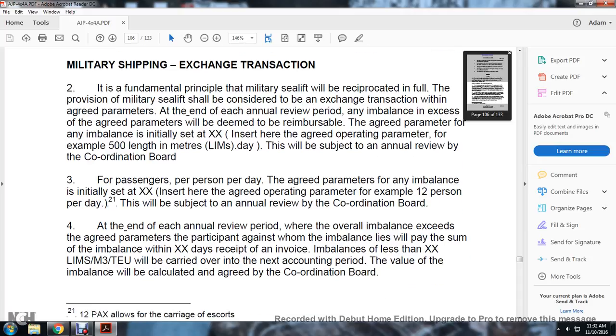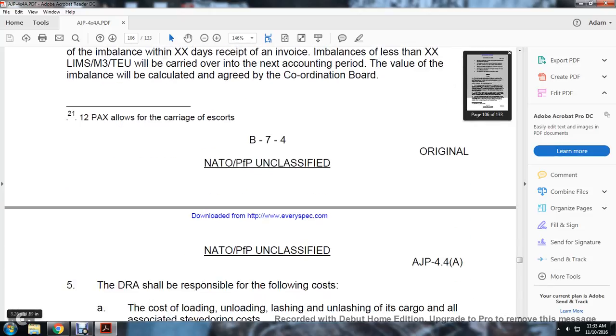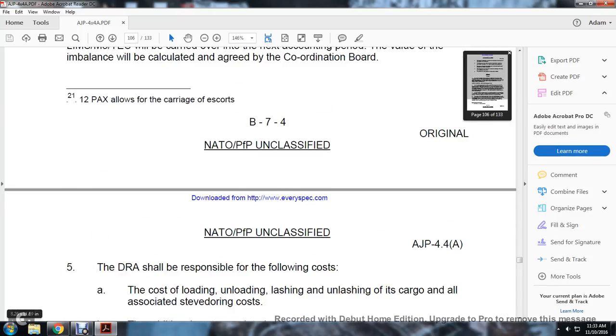For passengers, per person per day, the arranged parameters for the imbalance of the initial XX are inserted with the agreed operating parameters for the 12-person day, and will be subject to an annual review of the coordinating board. At the end of each annual review, if the overall imbalance exceeds the agreed parameters, the imbalance shall be paid as the sum of the imbalance of the XX days on receipt of the invoice. If the imbalance is less than XXX, LMIS, M3, and TEU will be carried over to the next accounting period, with the value of the imbalance to be calculated as agreed upon by the coordination or operation board.